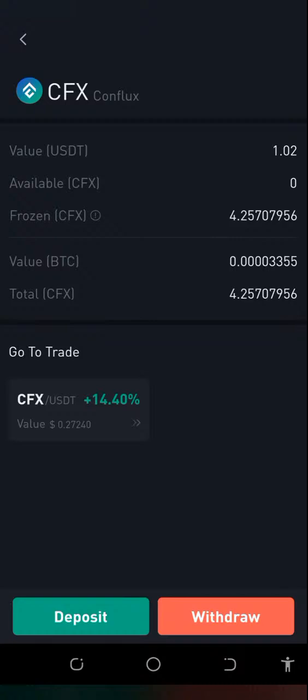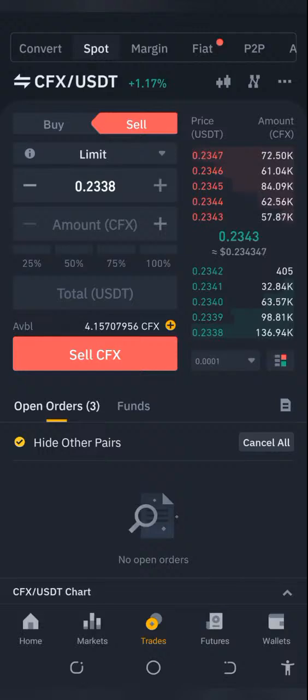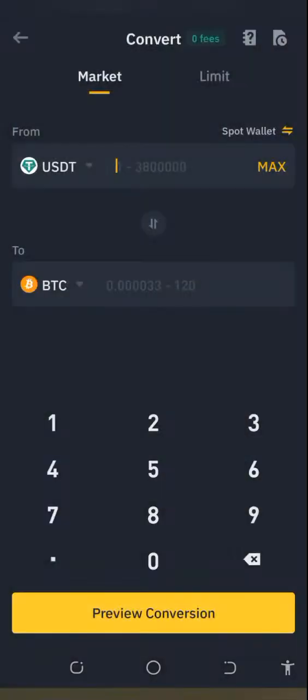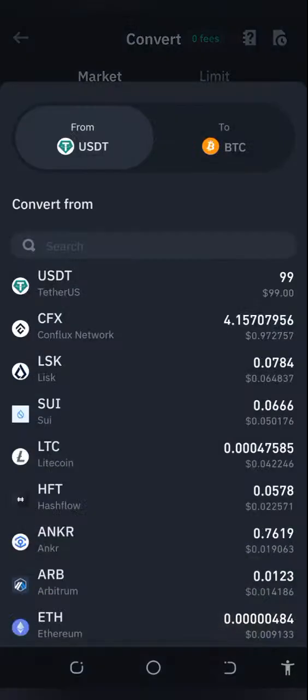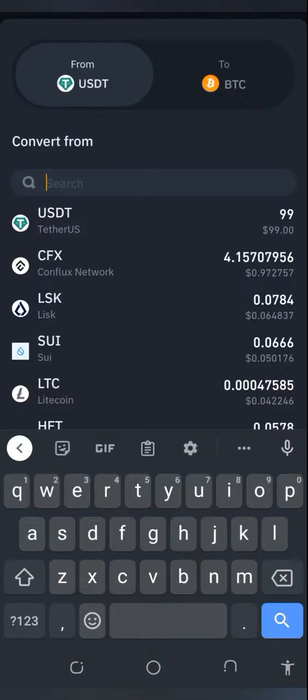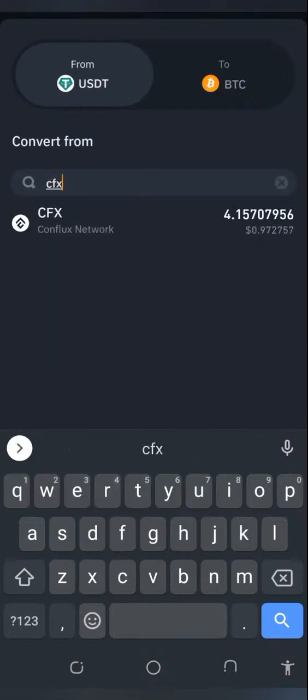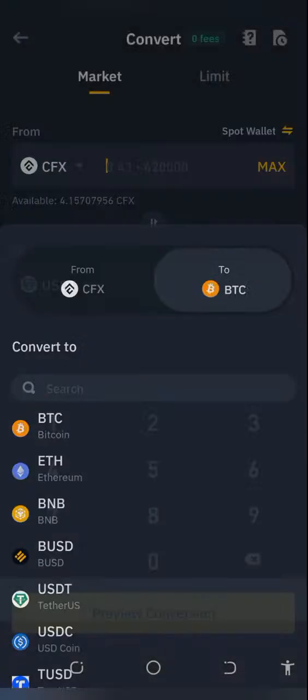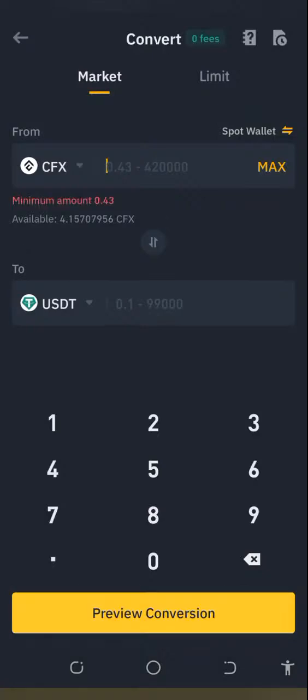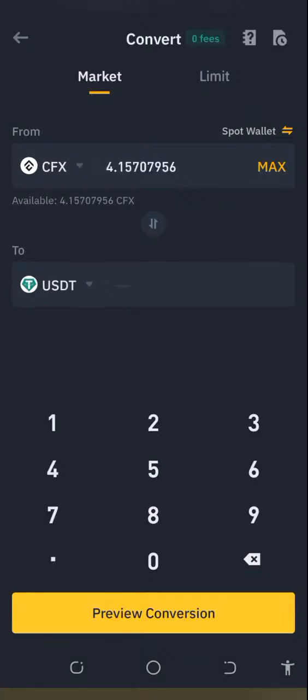Okay, see you shortly. Okay, it has arrived. 4.15. We sent out 4.26. Now it's at 4.15. Obviously, we cannot change it here. So we have to go back to our convert and then we will put that in here. CFX, and then USDT. And let's see how much. Max. Let's see how much we get.